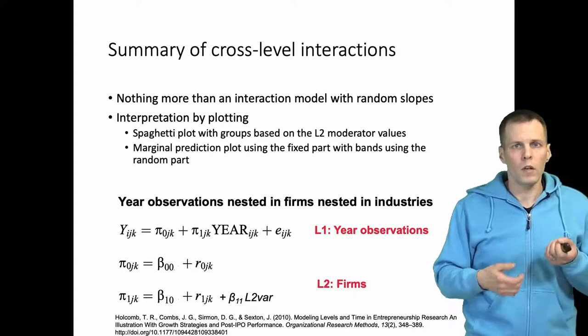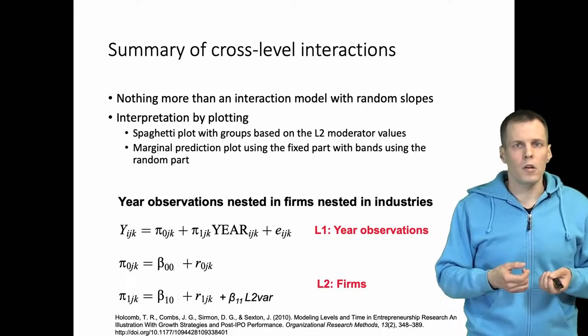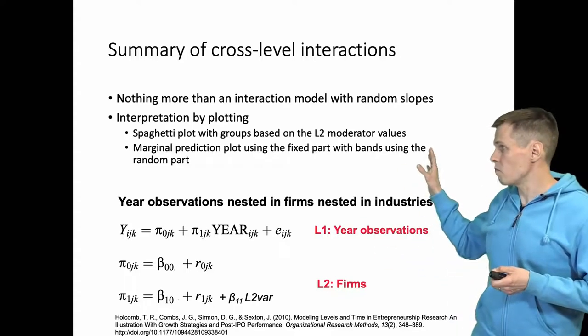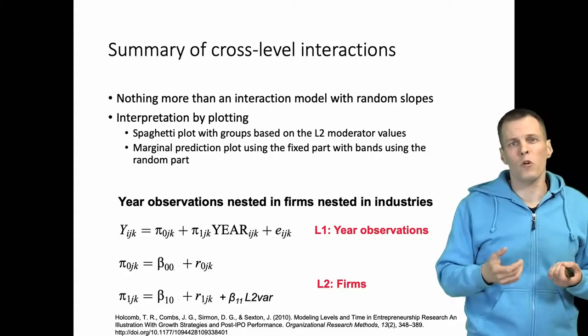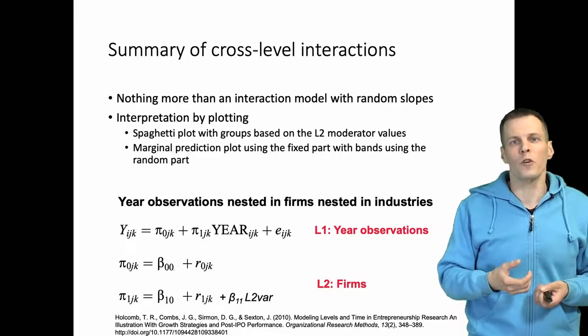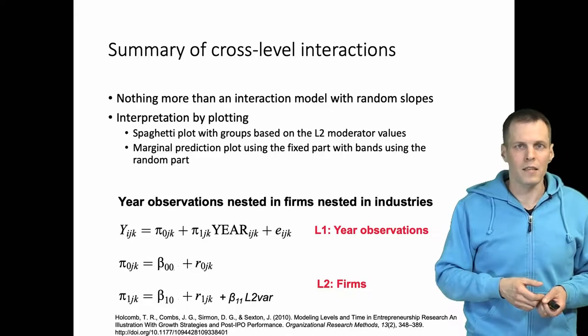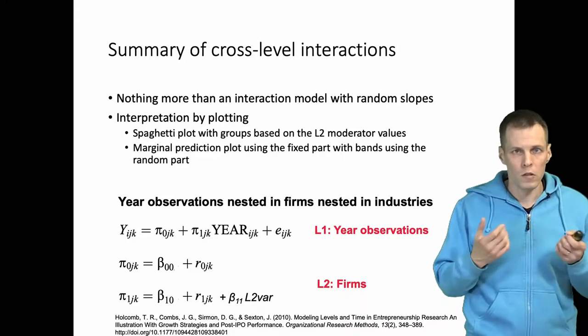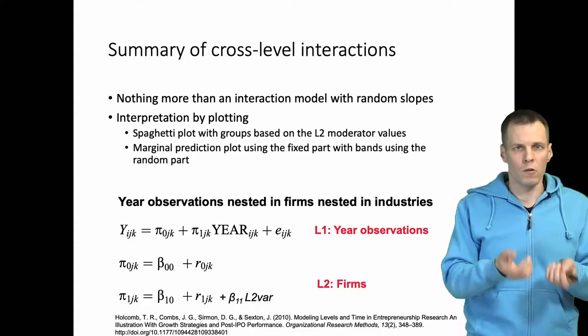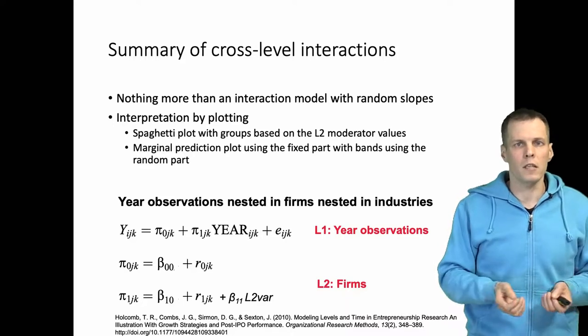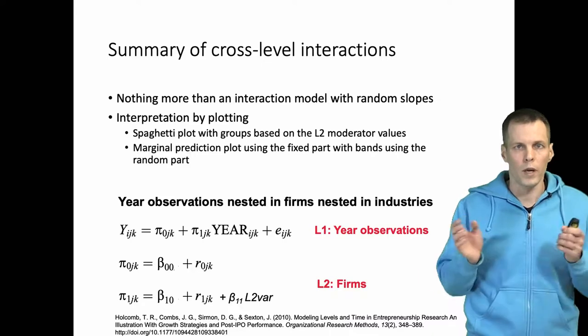So the only thing that is complicated here is the plotting, but that's more of a statistical software use kind of complexity instead of a conceptual complexity. Conceptually, multi-level or cross-level interactions are very simple. They are just plain interaction models with random slopes.